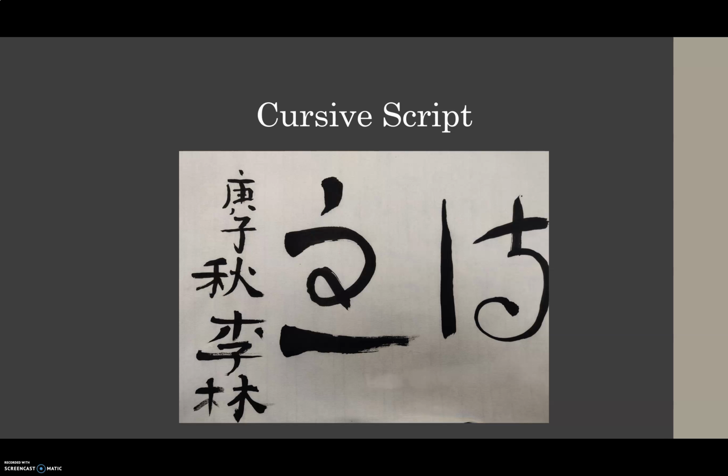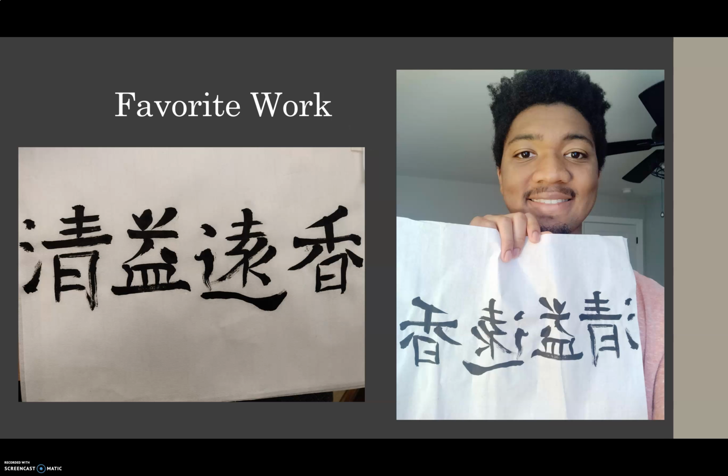Cursive script. I used ink here, ink on rice paper, and I was drawing a bit larger than I was used to, so the characters are a bit thin, a bit messy. And then here I have one of my favorite works and a picture of me with it. This was with ink on rice paper. It was a regular script, I believe, and it's not perfect, but I do think it's one of the nicer things I've done. Of all of what I've done, it's probably one of my favorite pieces.